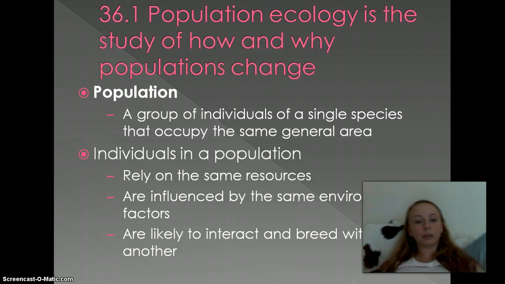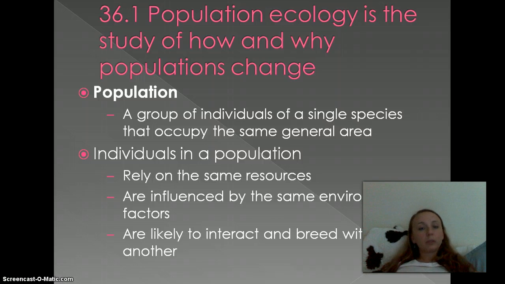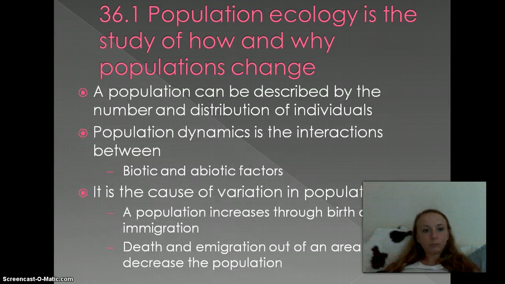Individuals in a population are going to rely on the same resources. They're going to be influenced by the same environmental factors because they're living in the same area. So anything that's going to affect one of them will most likely affect all of them. And these are the individuals that are likely to interact and breed with one another.